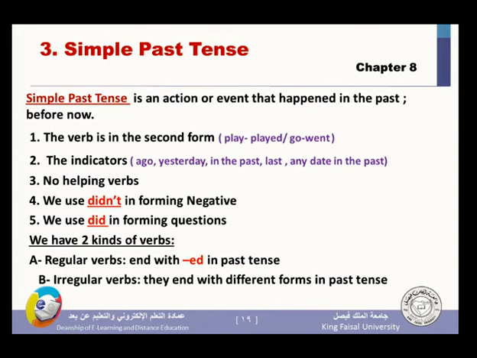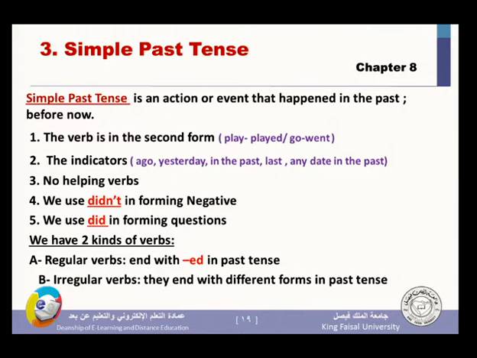Simple past tense, I have already talked about it, but let me repeat it again. Simple past tense is an action or event that happened in the past. I read in the past. I went in the past. He slept in the past.